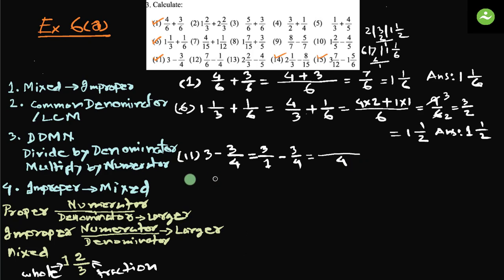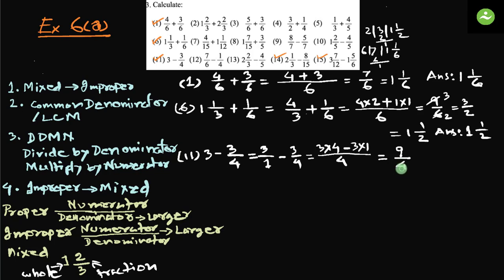Formula: divide by denominator and multiply by numerator. Divide by denominator, divide by 1, it is 4, so 3 into 4 minus. Divide by 4, it is 1, so 3 into 1, equals 12 minus 3. 12 minus 3 is 9. 9 over 4.